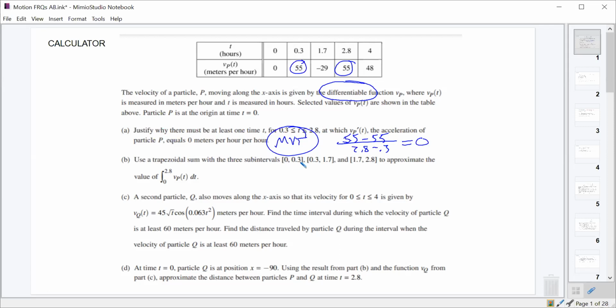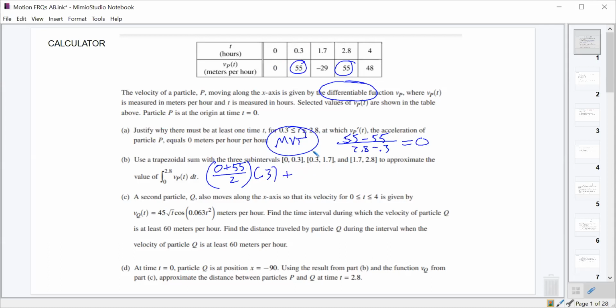So 0 to 0.3 and 0.3 to 1.7 are not the same, are they? So unfortunately, you have to find the area of each trapezoid. So that ought to be base 1, 0, plus base 2, 55, divided by 2, times the length of that interval, which is 0.3.